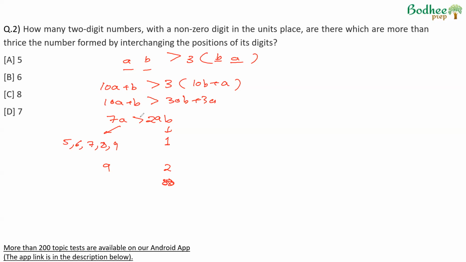29 threes are 87. 7 into 12 will be 84. So A cannot take a two-digit number value. And therefore, these are the solutions possible. A could be 1. The number could be 51, 61, 71, 81, 91 or 92. 1, 2, 3, 4, 5, 6 options are possible.